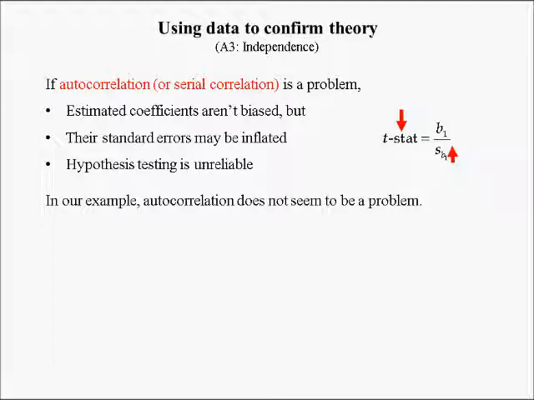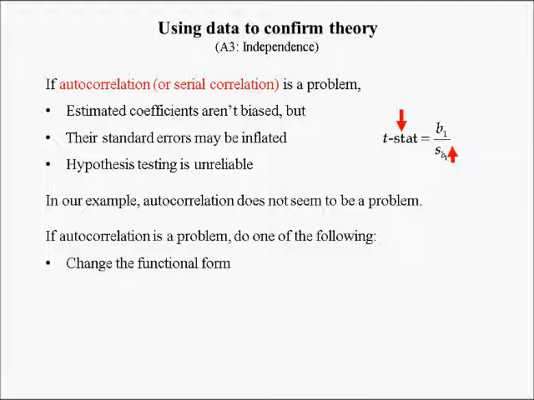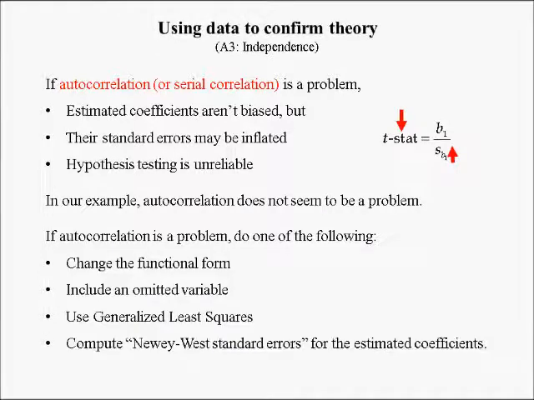In our example, autocorrelation does not seem to be a problem because, like I said, we only had 2 years, so T is not very long, and we actually computed the Durbin-Watson statistic incorrectly for illustrative purposes. Now, if autocorrelation is a problem, you do one of the following: you change the functional form, include an omitted variable, use generalized least squares. Or what most people do is just compute Newey-West standard errors. This is kind of like the Huber-White errors that you did for heteroskedasticity. When autocorrelation is a problem, you want to use Newey-West standard errors.